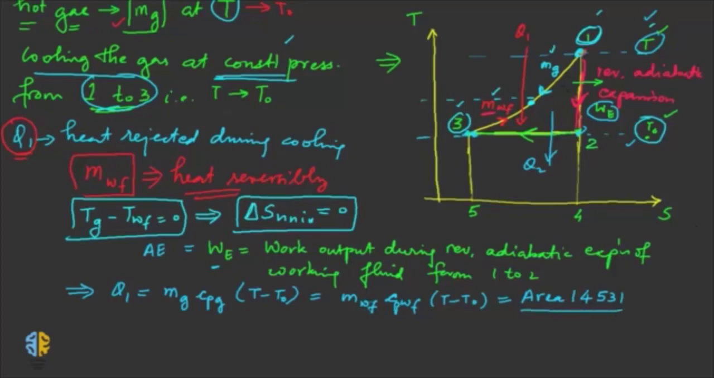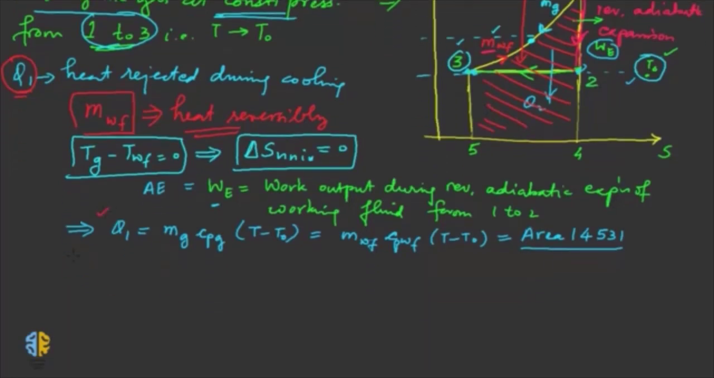Because the area below the T-S plot gives you the amount of heat interaction of the process, if you look at this whole area, this is the value for Q1. Now going by this mathematical expression, you can cancel off T minus T naught, and you would get mg into CPG is equal to MWF into CPWF. So this is a very important mathematical relation.